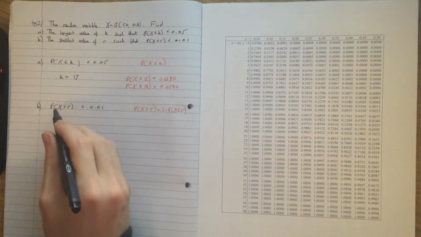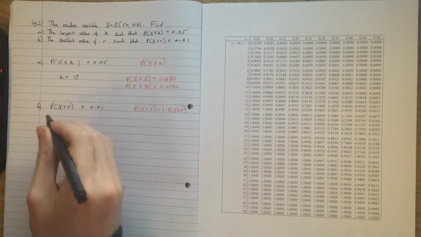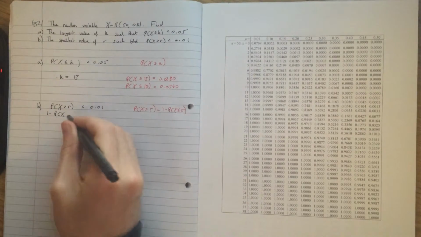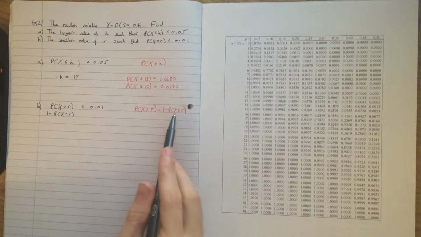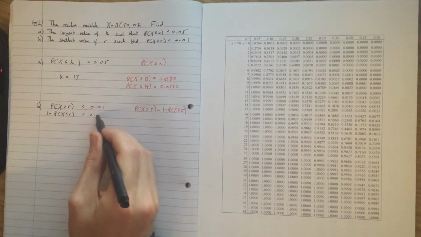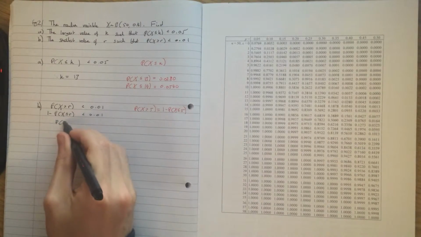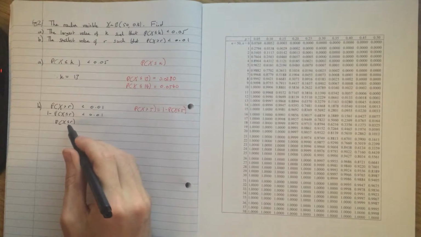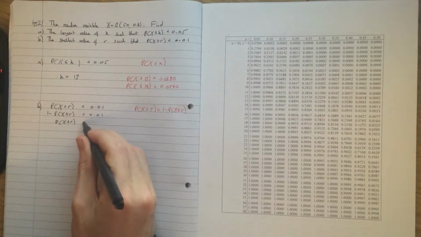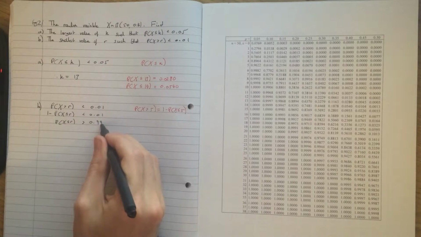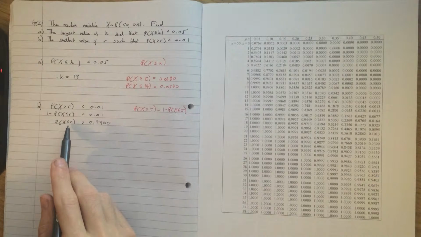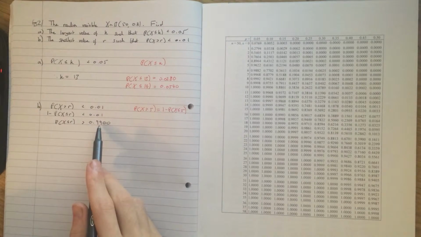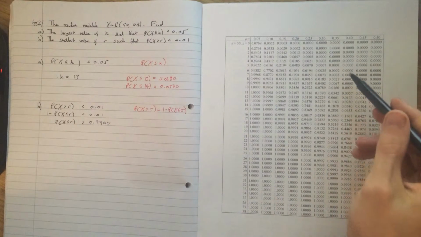So we can use that to solve this algebraically. We can say the probability of x being greater than r is the same as 1 minus the probability of x being less than or equal to r. All I'm doing is the same thing as over here. If you rearrange that, you get the probability of x being less than or equal to r being greater than 0.99. So we want the smallest value that can go in here that's greater than 0.99.